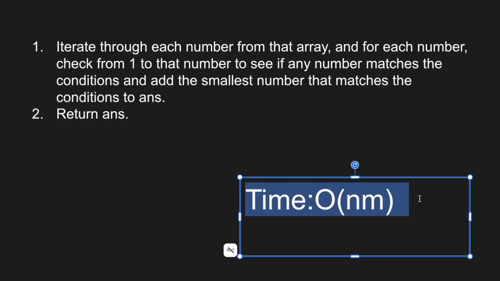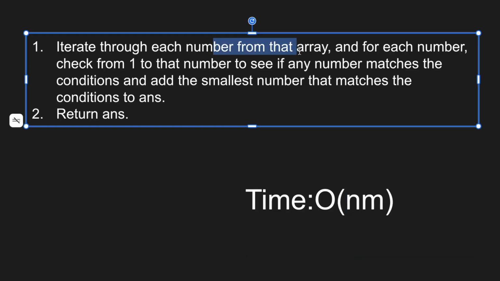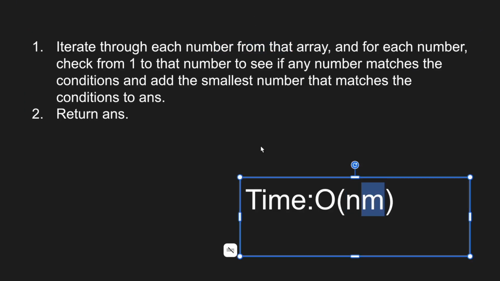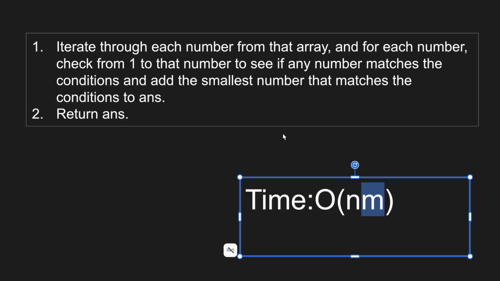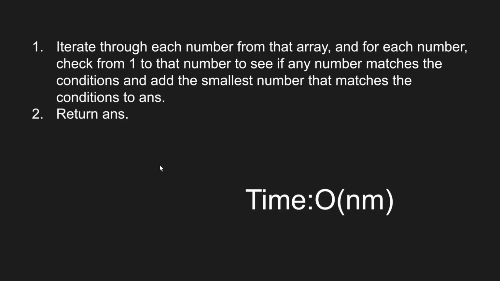Now, if we do it that way, the time complexity would be n times m, where n is the number of elements in the array, and m would be the largest number in that array, because this is the number of numbers we'll iterate through, and for each one it can take up to this much time to check from 1 to that number. So there is a more efficient way to solve this problem, and we can go over that right now.